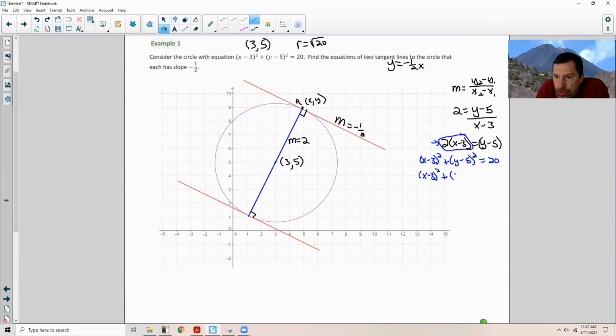I'm going to show it first. 2 times x minus 3, squared. So I'd replace my y minus 5 with 2 times x minus 3 because they're equal from here. And that's still equal to 20. Okay, hopefully you follow that. Simple substitution. And now I'm going to simplify it a little further.